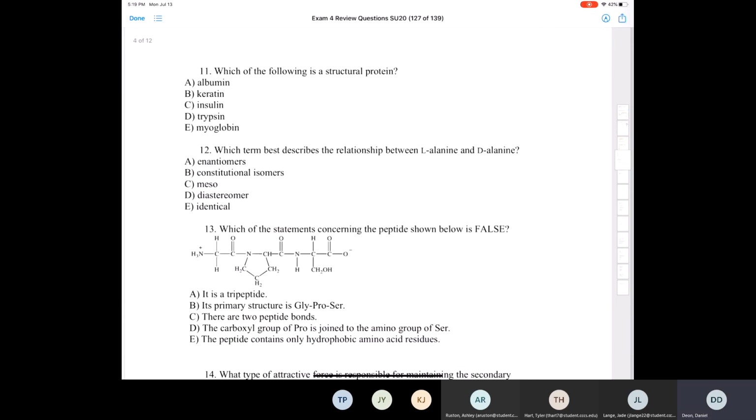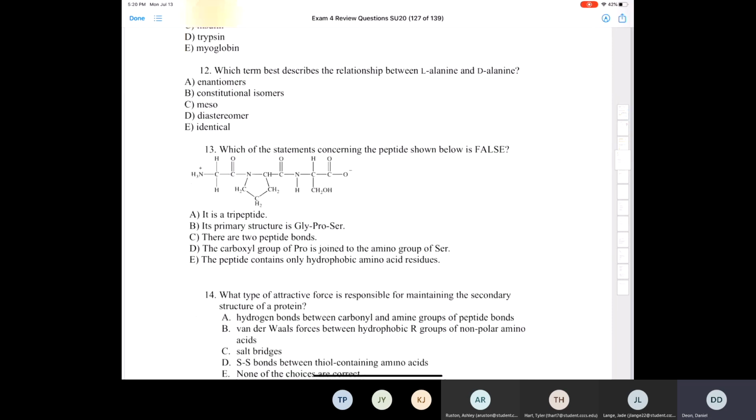Number 11, which of the following is a structural protein? I talked about structural proteins a little bit. I just told you that albumin is the protein found in eggs, so that's not really a structural protein, right? Insulin is not a structural protein as well. Neither is trypsin or myoglobin, but keratin is. In fact, if you ever listen to shampoo commercials, sometimes they refer to keratin and say how this shampoo will strengthen keratin. Anyhow, so keratin is a structural protein.